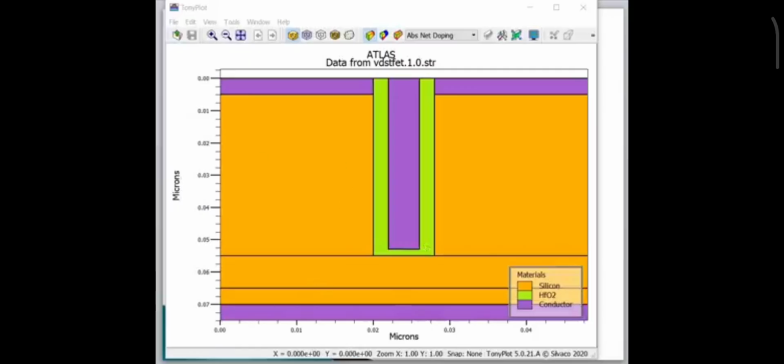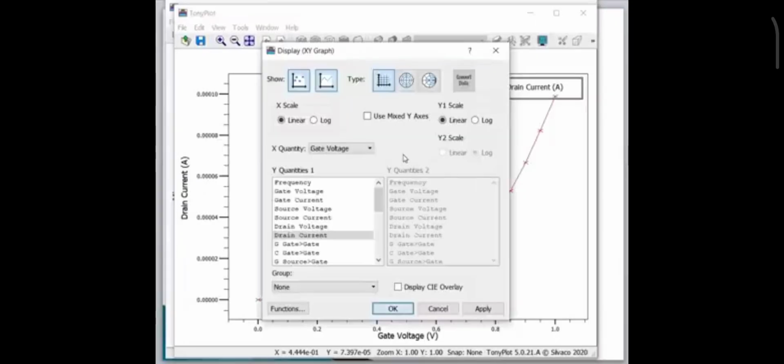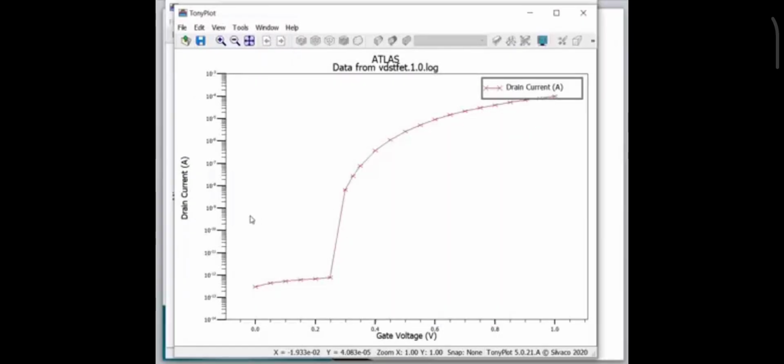One more is the log file. This is the log file in the linear form. You can change the log file to log form: right click on it, display, select the variable scale as log. Okay. Now the y-axis is in log form, 10 raised to power minus 13 to 10 raised to power minus 3. The value of the on current is higher than 10 raised to power minus 4.